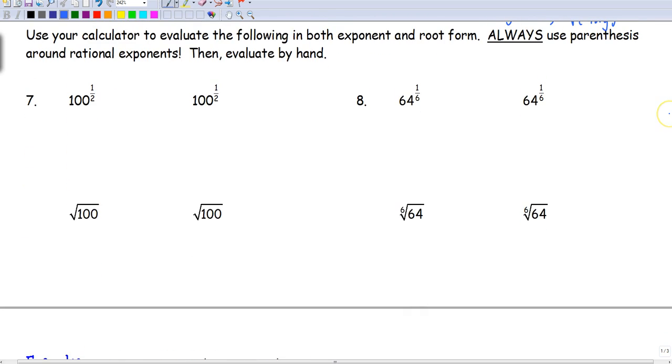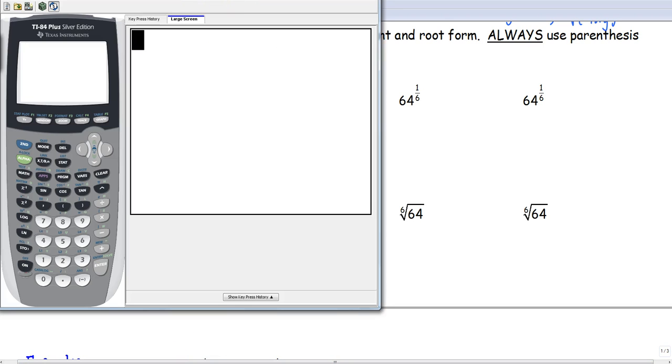All right, moving on. So these are things that we can calculate a couple different ways in our heads or with our calculators. All right, so use your calculator to evaluate the following in both exponent and root form. Always use parentheses around rational exponents, then evaluate by hand. Okay, so we're going to first do these two with our calculator. Now, I know that you know what square root of 100 is. The point is, do you know how to type it into your calculator?